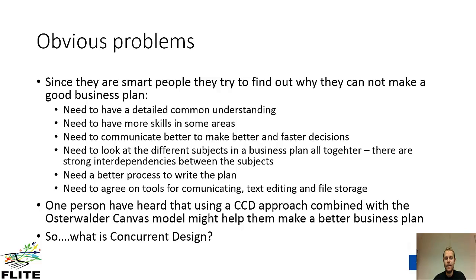So these are the things that these three persons, just by discussing what they have experienced, have found out are some of the problems that have been an obstacle, so that they haven't been able to write the business plan the way they want to. And in this group, suddenly, surprise, one of the persons in the group has heard that using a concurrent design approach combined with an Osterwalder canvas model might help them make a better business plan.